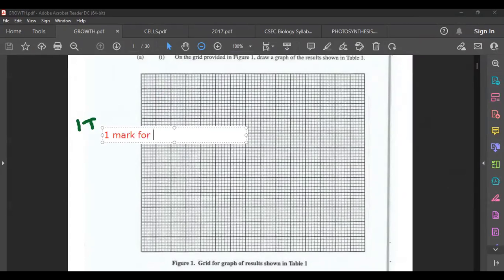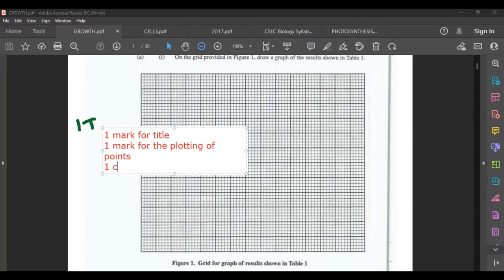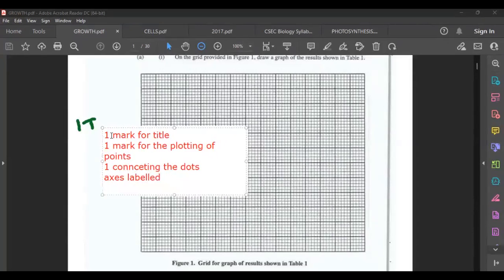So 1 mark for your title, 1 mark for the plotting of your points. And it's a line graph, sorry, so 1 mark for connecting the dots, so to speak, and ensuring that your axes are labeled and having a scale. Miss, do you need a key though?